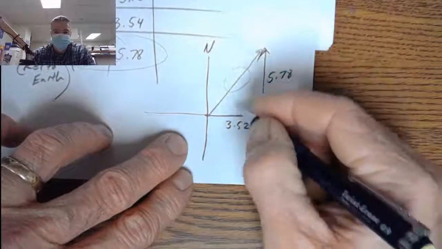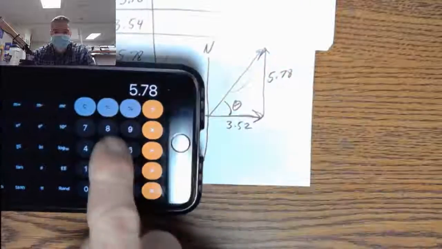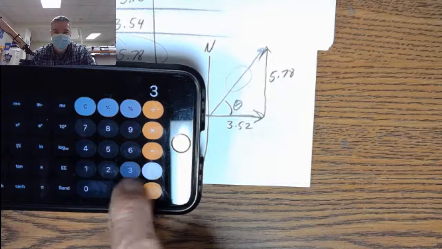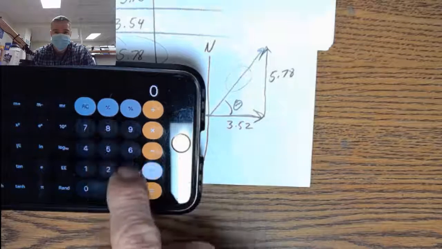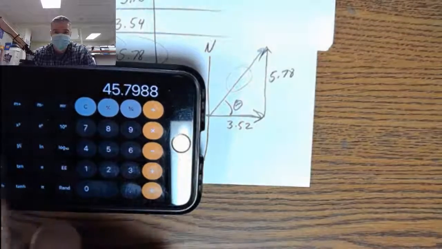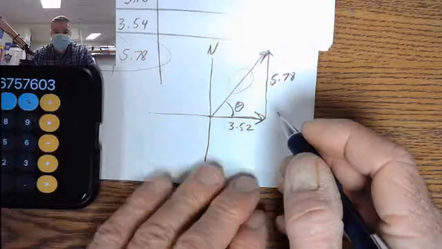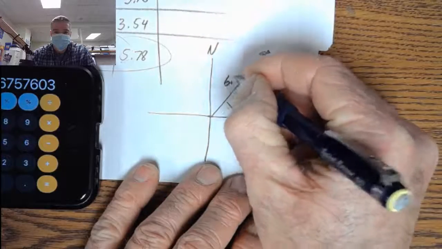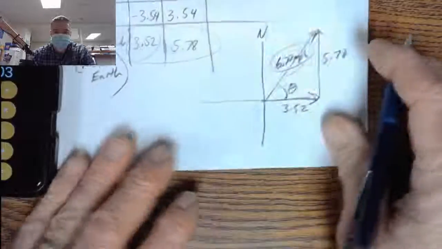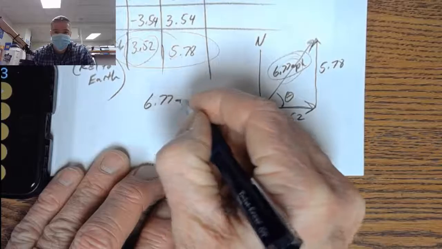So this is going to be the square root of the sum of those squares. 5.78 squared plus 3.52 squared, square root, equals 6.76. That sounds reasonable, or 6.77 miles per hour. So that's the first part of my answer, 6.77 miles per hour.